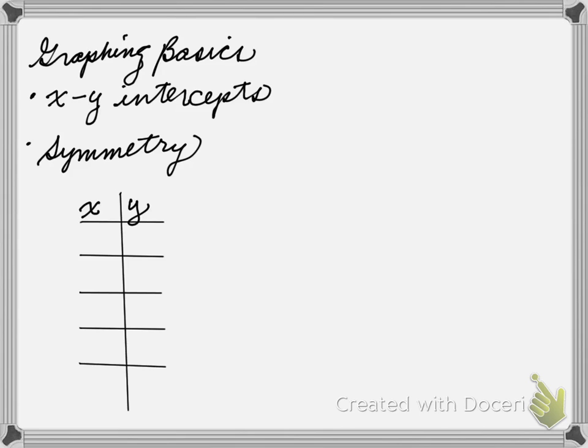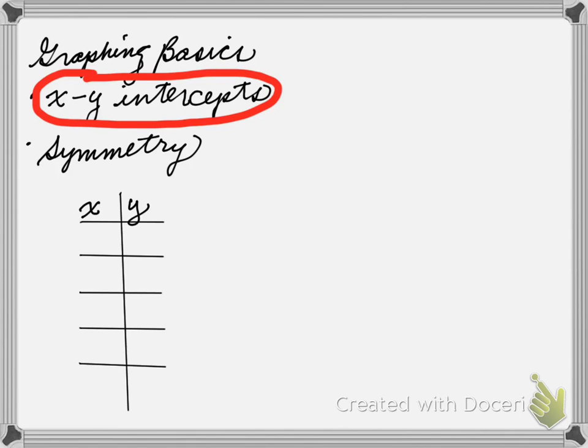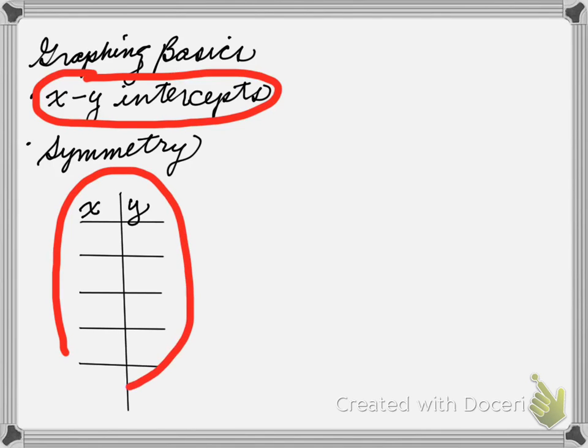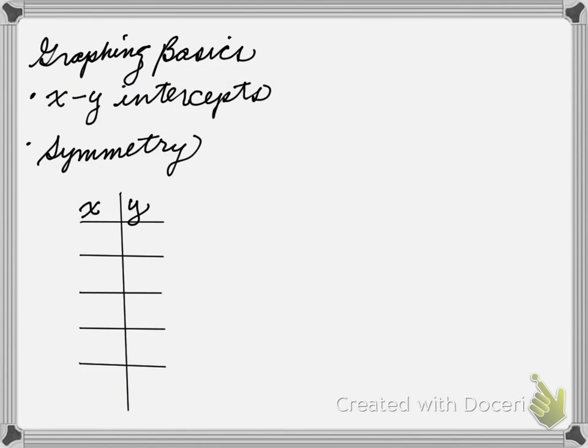The place that we would begin is by finding the X-Y intercepts, understanding that really what we're going for is just to find enough points in a table of values so that we can graph any equation. And the first 2 points that we're going to find are the X and Y intercepts.